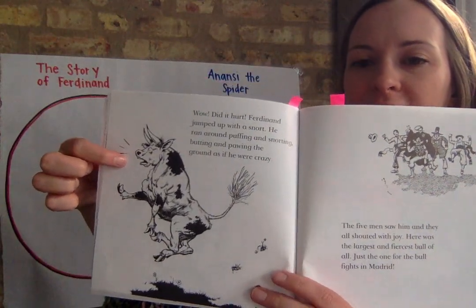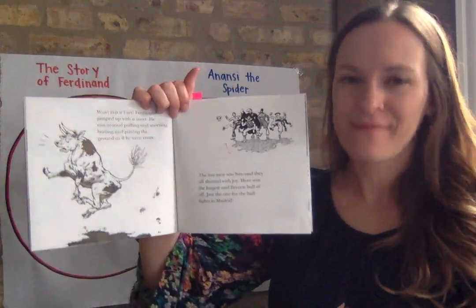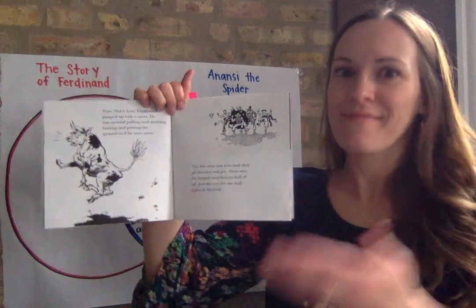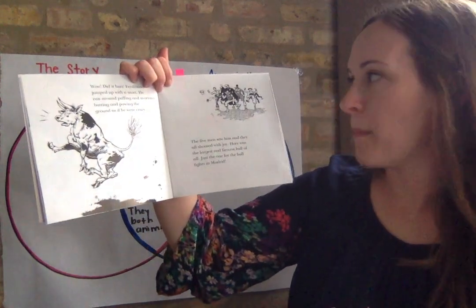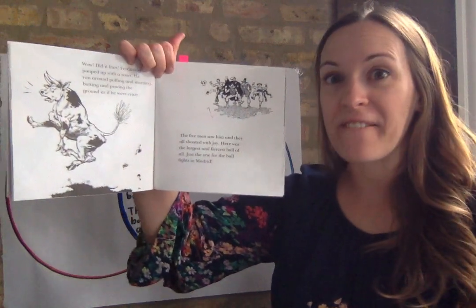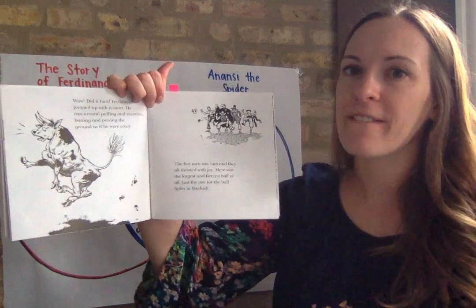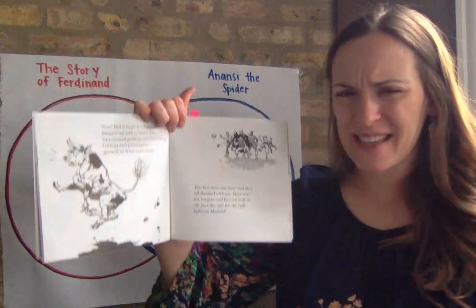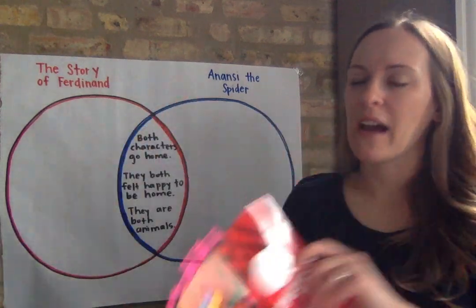Why did Ferdinand have to leave home? You got it. Ferdinand had to leave home because when he sat on the bee, he looked strong and fierce and tough, and the men thought he would be great for fighting in the bullfights. Is that the same as what happened in Anansi? Let's find out.